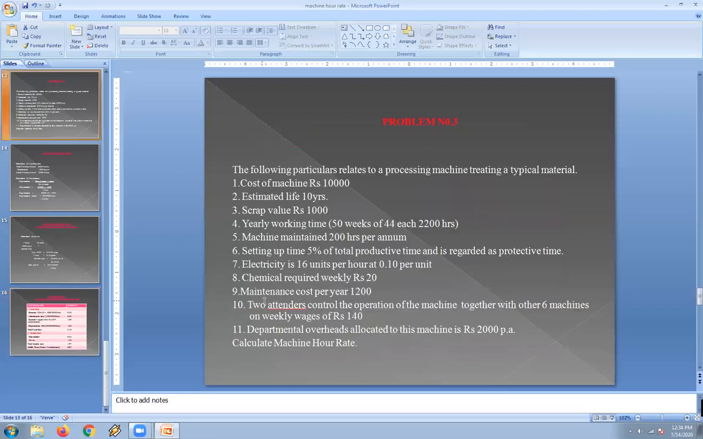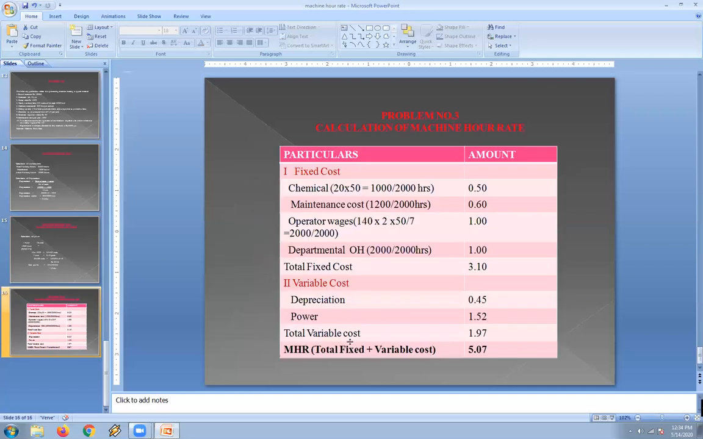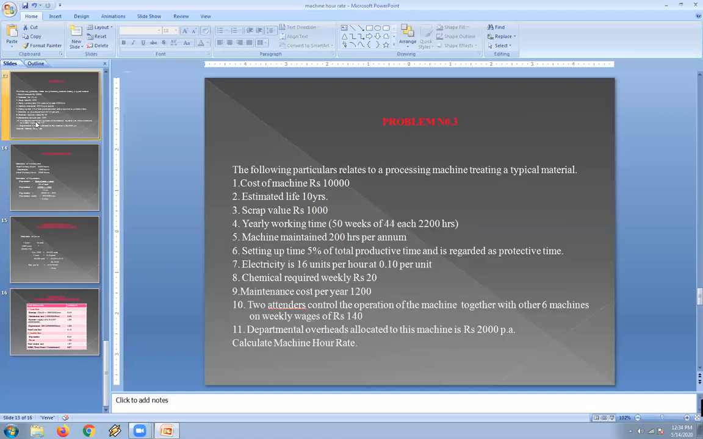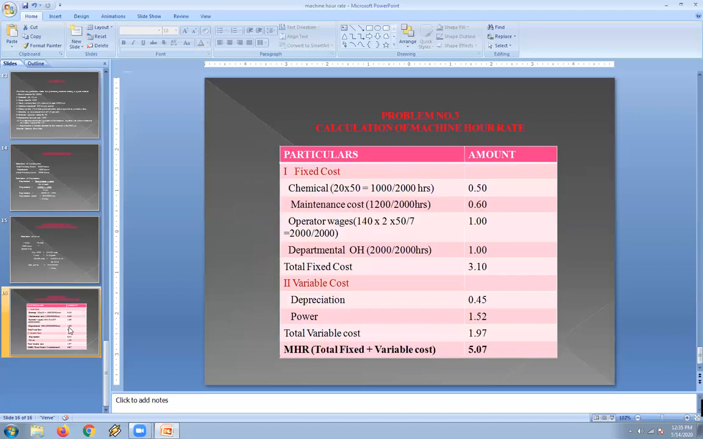Again, they have given the wages of the two attenders who operate the machine, 140 rupees. That is 140 rupees for each day for two attenders into 15 days divided by 7 days in a week. So the value will be 300, divided by total working hours of 2,000, will be 15 paisa. Next, the departmental overheads they have given is 2,000 rupees per annum. As overheads are a fixed cost, 2,000 divided by 2,000 hours will be 1.